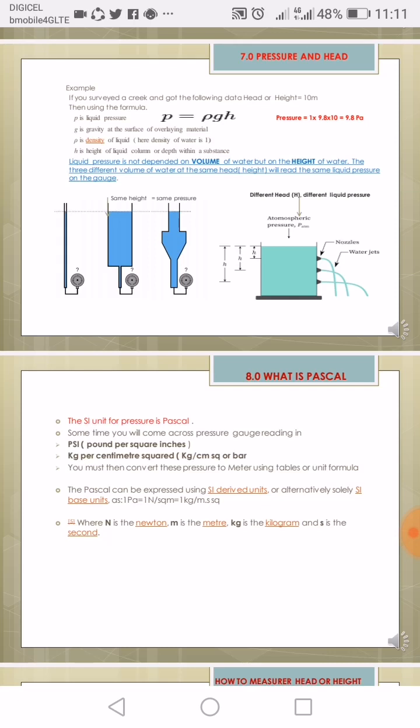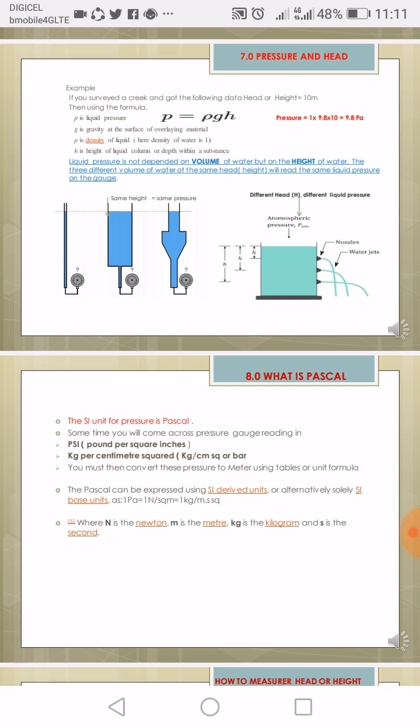The diagram below shows three different volumes of water at the same height. Look at the left-hand side here. You have a small amount of water, a triple amount of water, and a large amount of water. Although the volumes come down differently, the head is the same. Connecting the pressure gauge underneath each one, you get the same reading because all of them are at the same height.